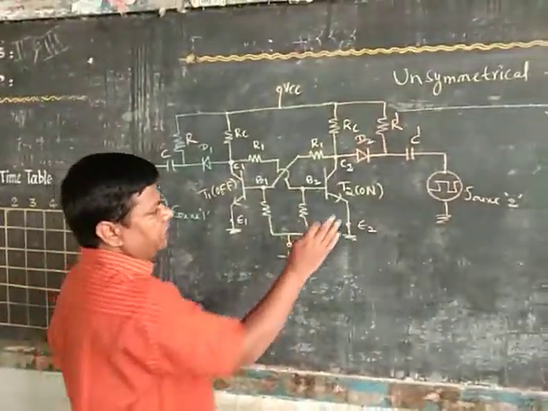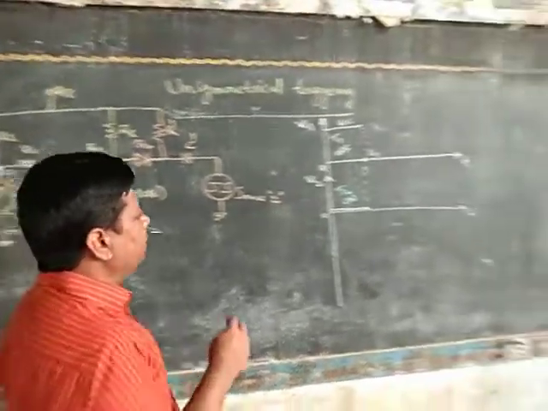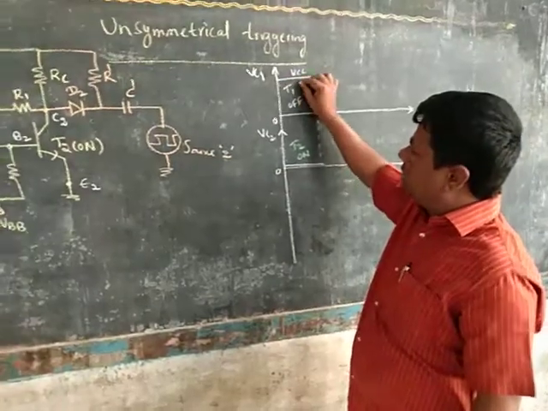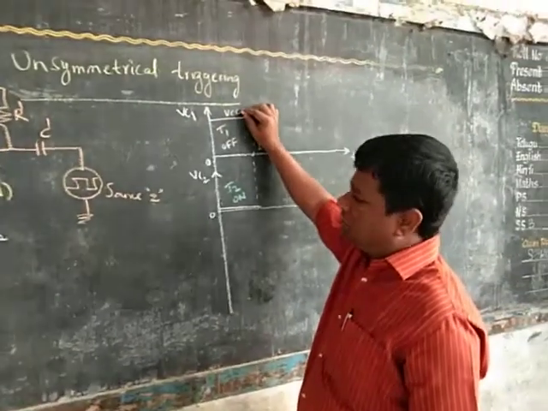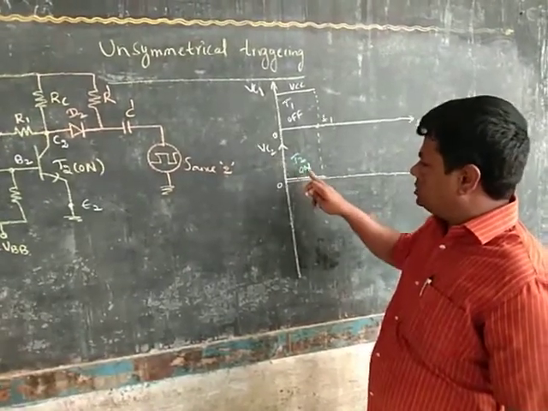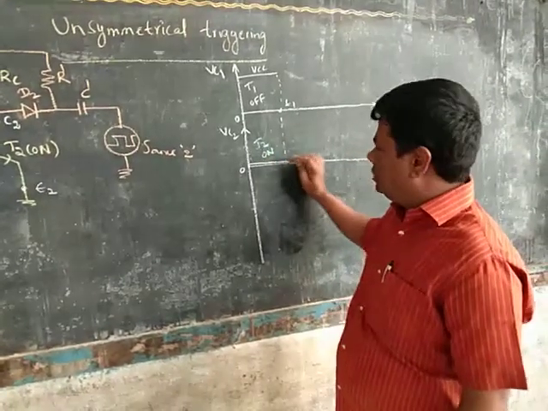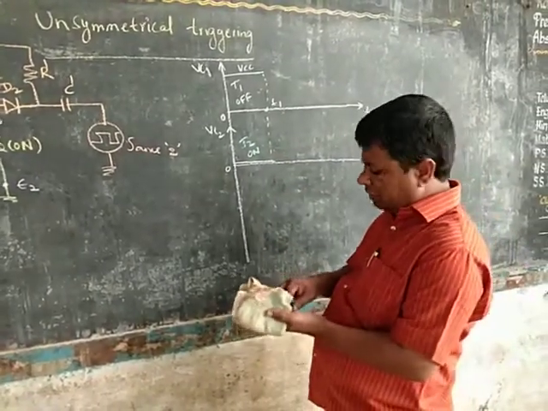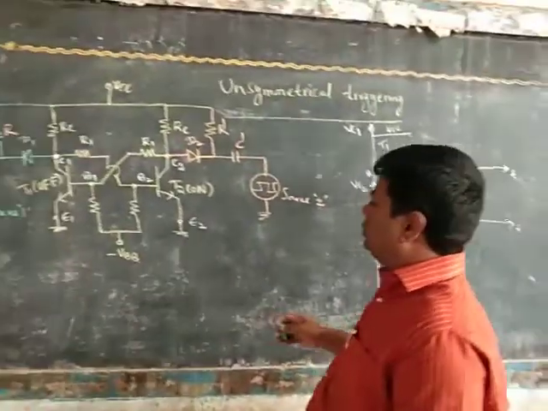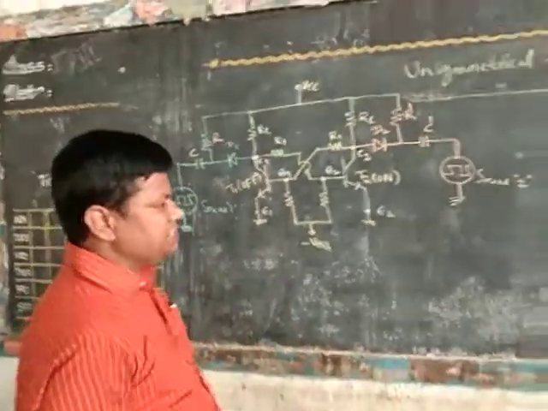Initially, let us assume transistor T2 on, transistor T1 off. Then the corresponding voltage levels are: whenever transistor T1 is off, its collector voltage Vc1 rises to Vcc, and with T2 on, its collector voltage is approximately 0. For practical values, 0.13 volts. At t equal to t1, some triggering source is applied. Generally, the triggering source is applied on the transistor base.